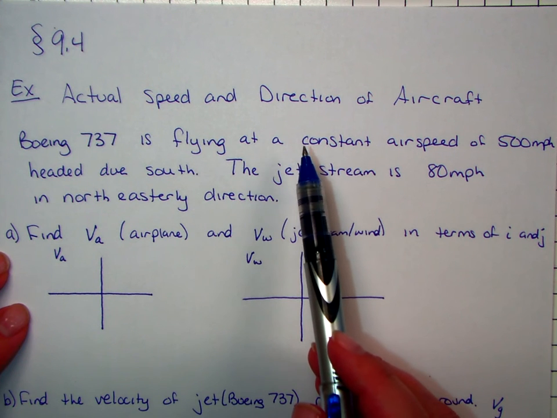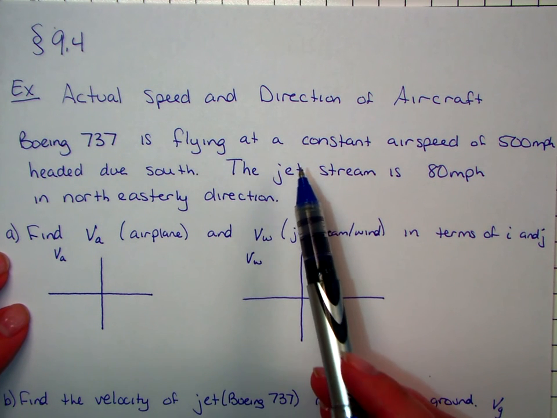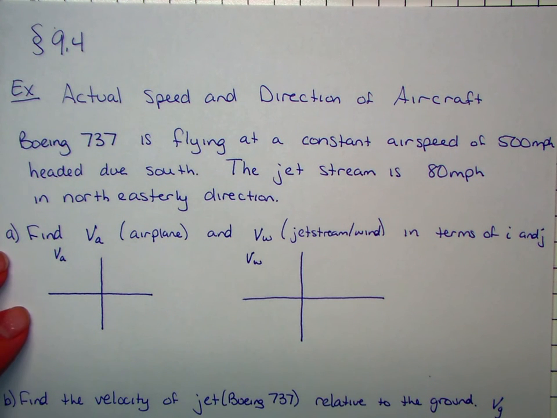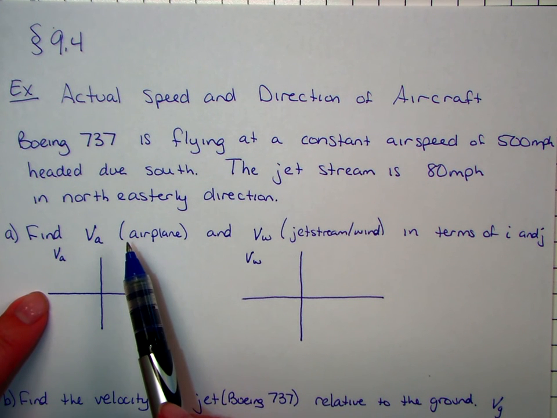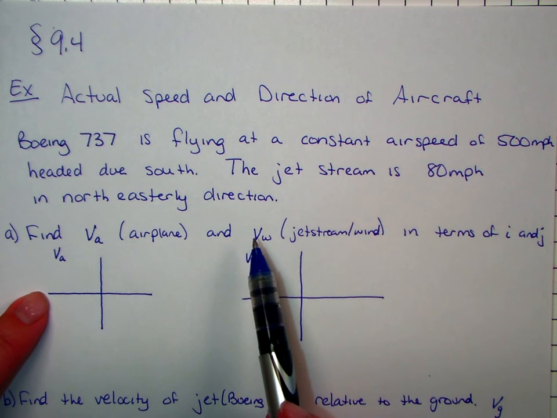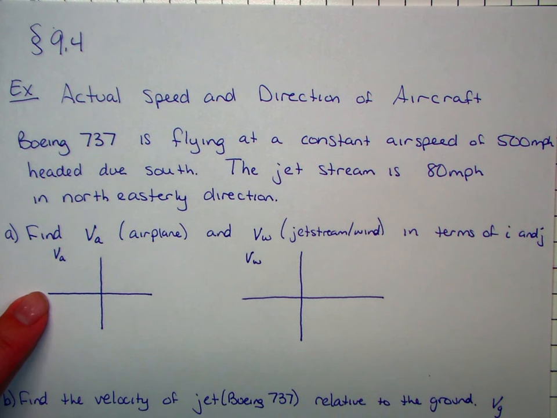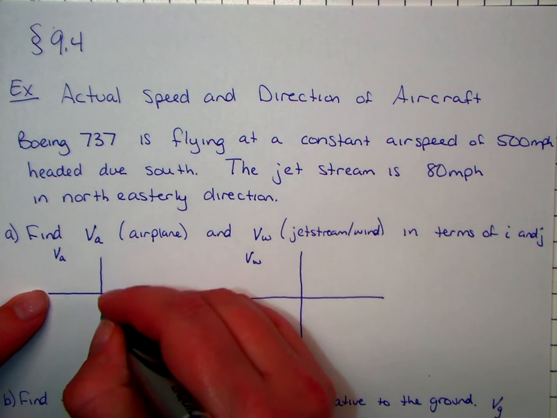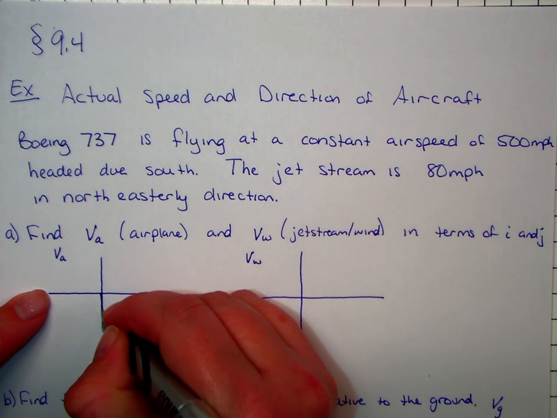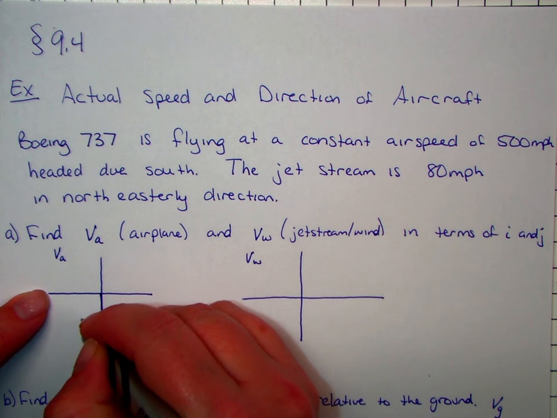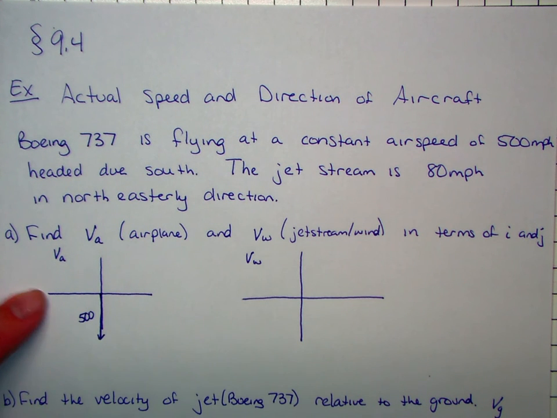So both of these, the airplane and the jet stream, can be represented as a vector. First, we're going to use V sub A for the vector representation of the airplane, and V sub W for the vector representation of the wind, or the jet stream. The airplane is flying at a speed of 500 miles per hour due south. If I were to draw that as a vector, due south is down, and the magnitude of this vector is going to be 500 because it's the speed.